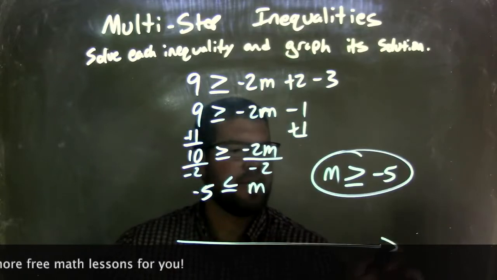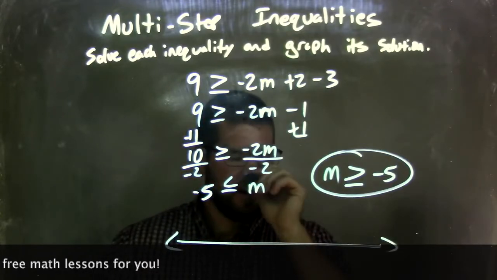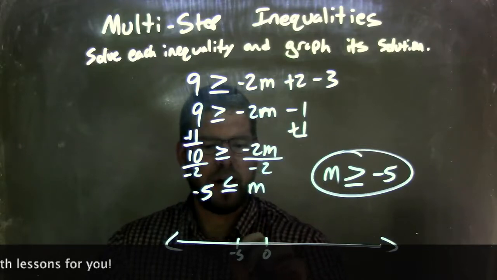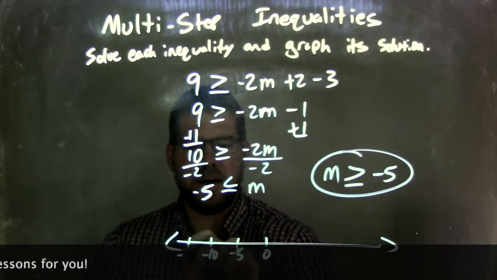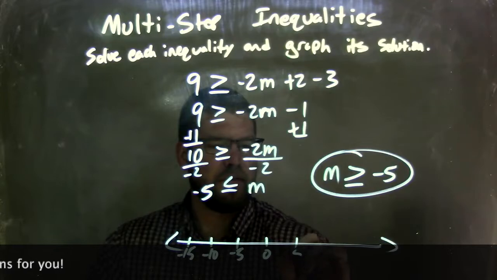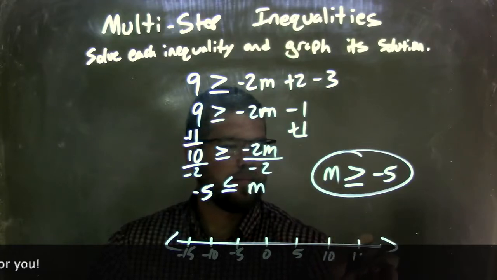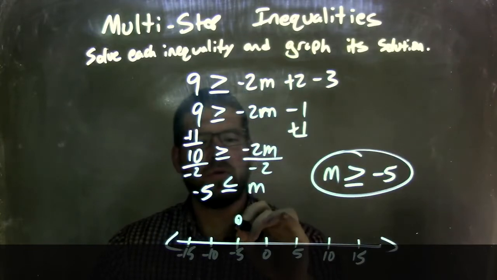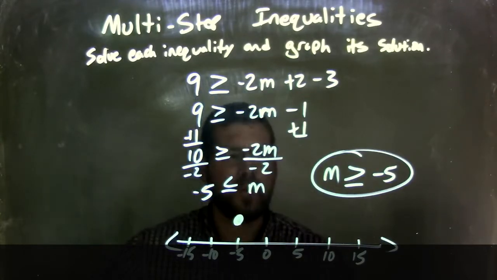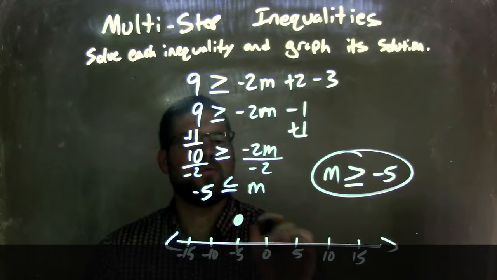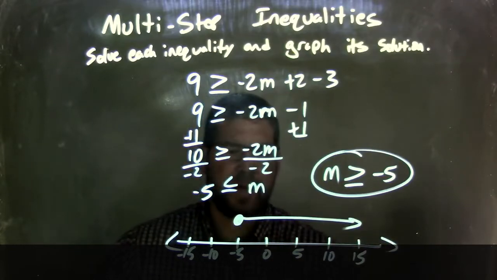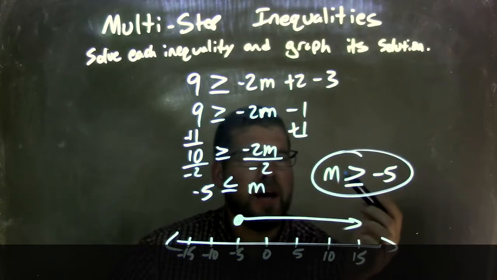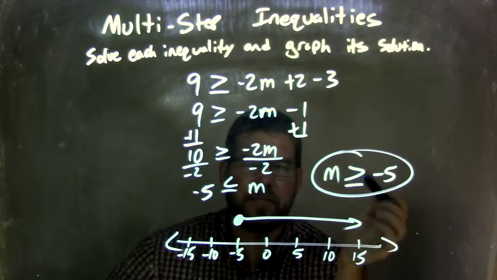So now I want to graph this. Okay? Let's go at 5s: 0, negative 5, negative 10, negative 15, and 5, 10, 15. So if m is greater than or equal to negative 5, I have a closed circle at negative 5, because it can equal negative 5. And then I need to shade to the right, because m is greater than negative 5. And now we have it. We have our graph that matches our final answer, which was m is greater than or equal to negative 5.